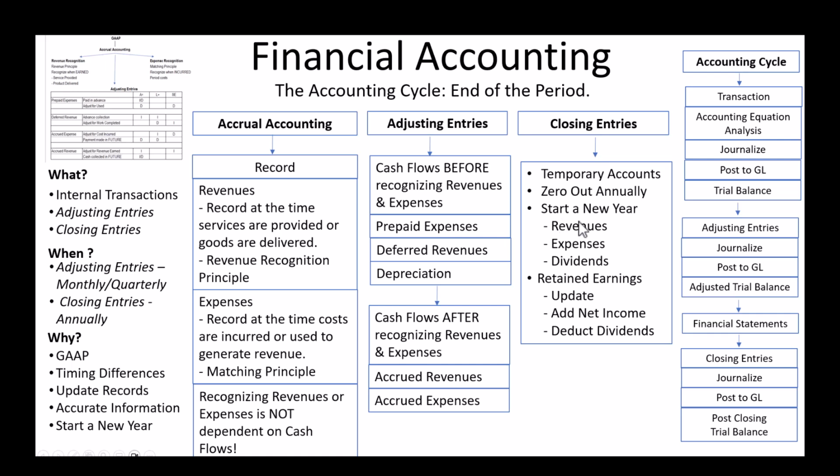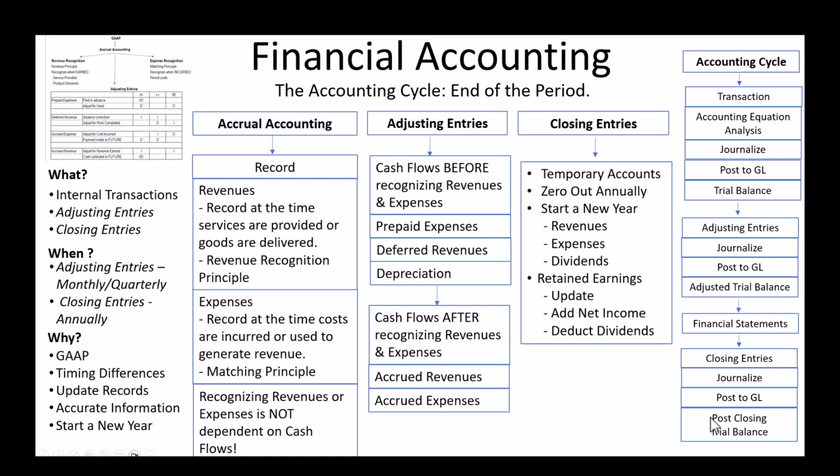Closing entries have 2 purposes. 1, to zero out the revenues and expenses and dividend accounts to start the new year with 0 balances, and 2, to update the retained earnings account balance to include the net income and dividend distributions from the current year. Once closing entries are posted, only assets, liabilities, and stockholder equity accounts will have a balance. Those accounts always have a balance and as a result are referred to as permanent accounts.